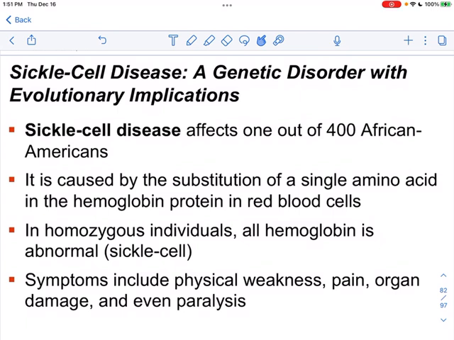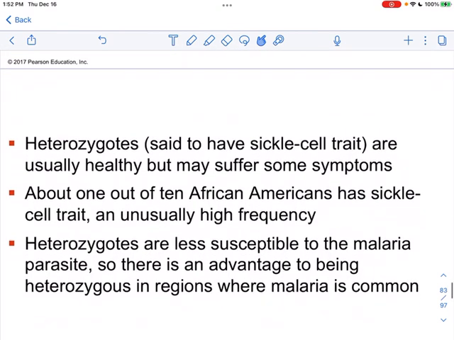In homozygous individuals, all of the hemoglobin ends up being sickled in shape. So it has an abnormal shape due to the accumulation of hemoglobin proteins in an abnormal structure. So symptoms of sickle cell include physical weakness, pain, organ damage, and in some cases paralysis.